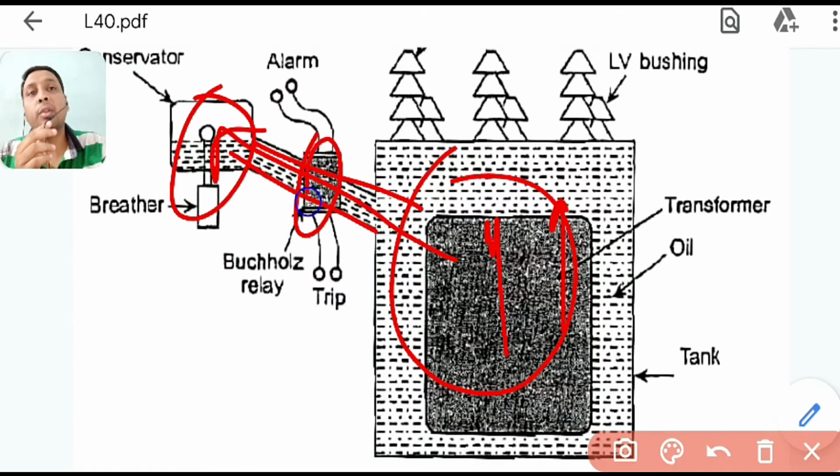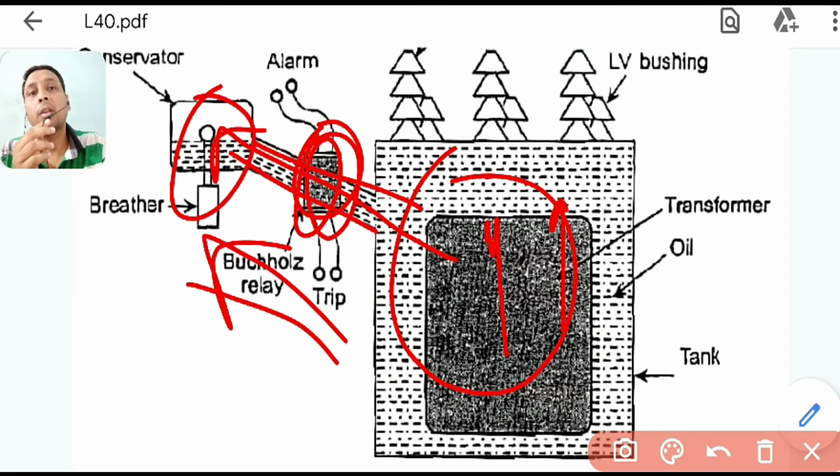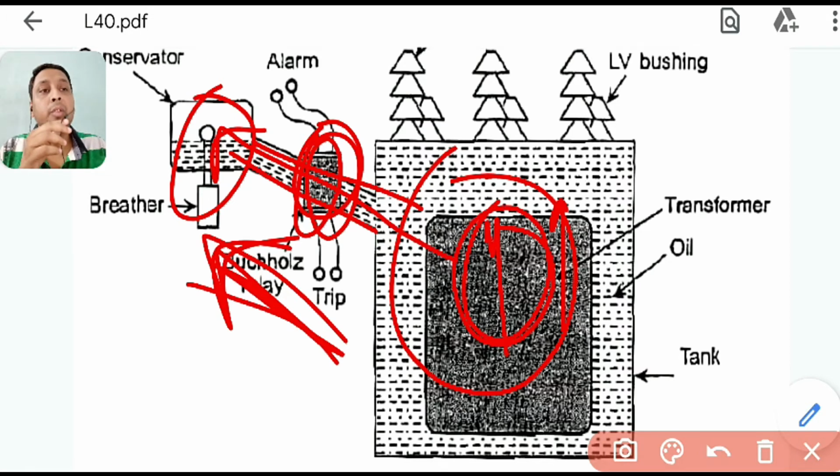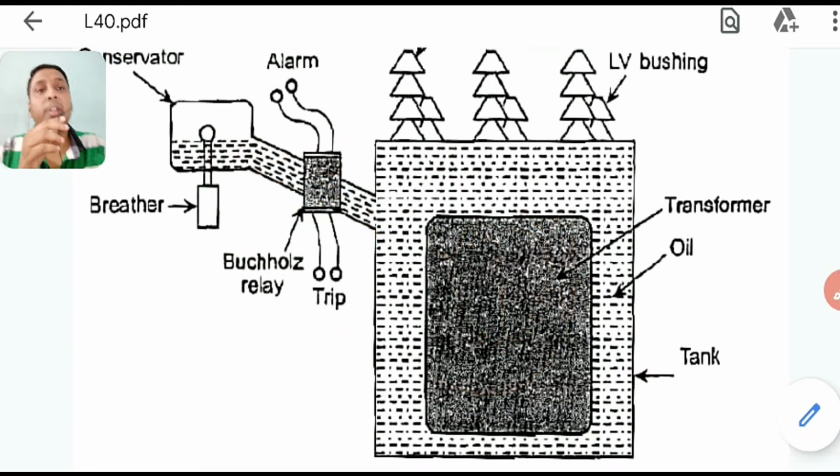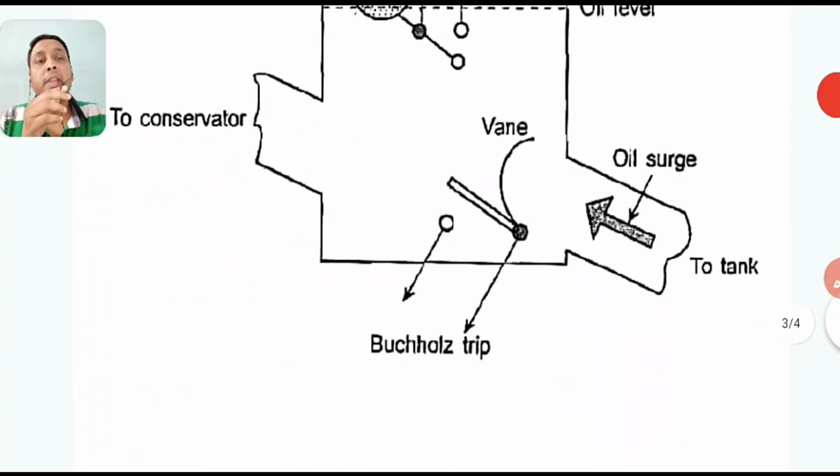So in the path we are using this. The idea is to measure the flow. If the flow is excessively high, then you think something wrong has happened inside. So the idea is implemented there, and this is how it is implemented.